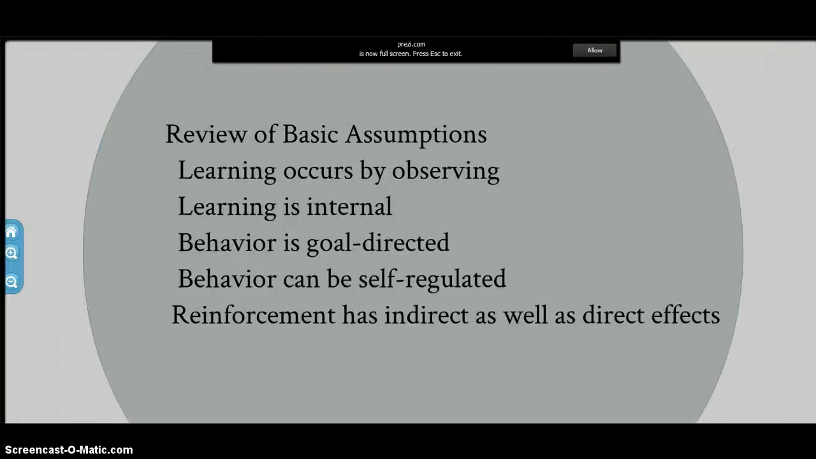Okay, let's go ahead and review the basic assumptions again. We have learning occurs by observing. Learning is internal. Behavior is goal-directed. Behavior can be self-regulated. And reinforcement has indirect as well as direct effects. I hope this lesson clears up some of the thoughts or questions that you had on social cognitive theory. Thank you.